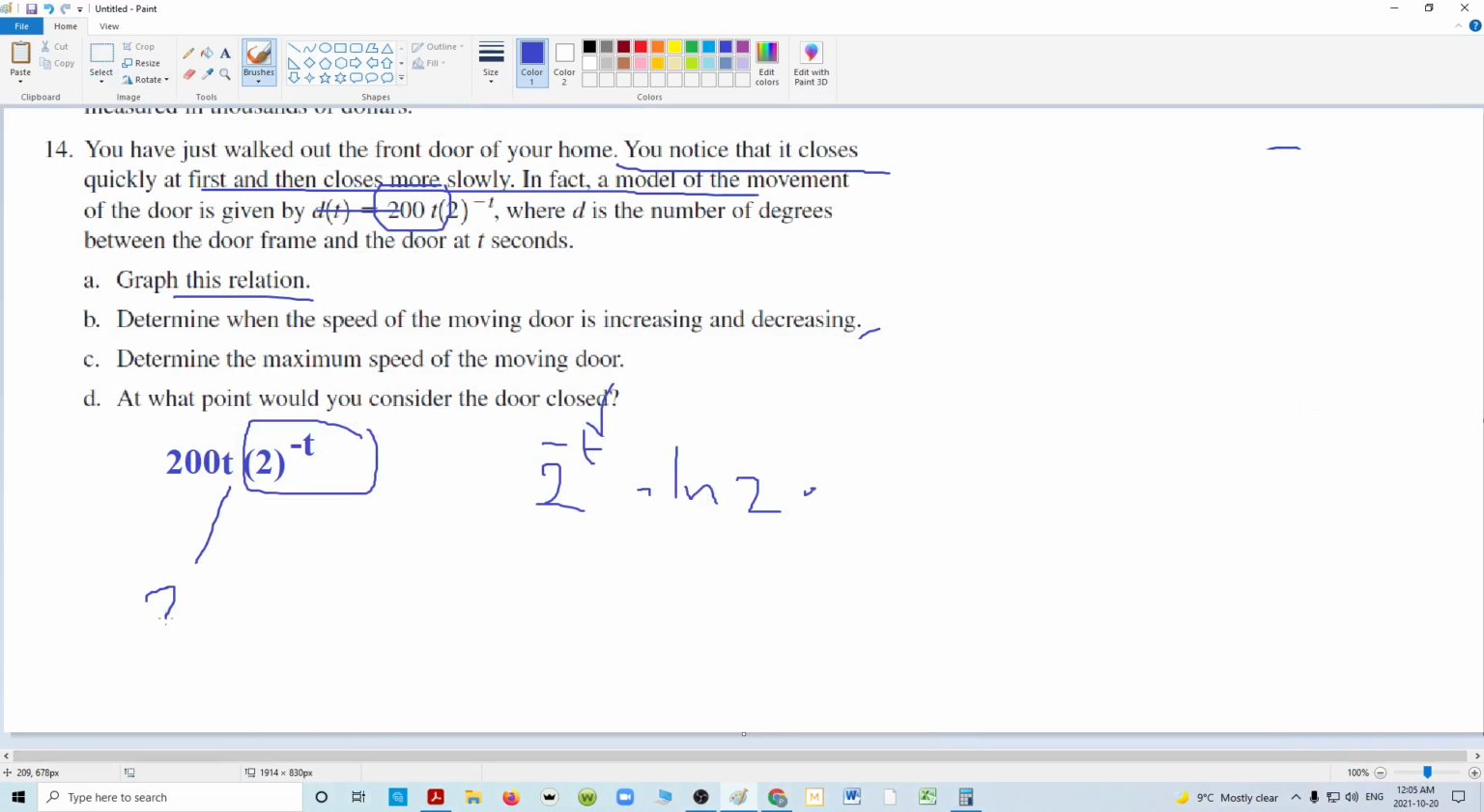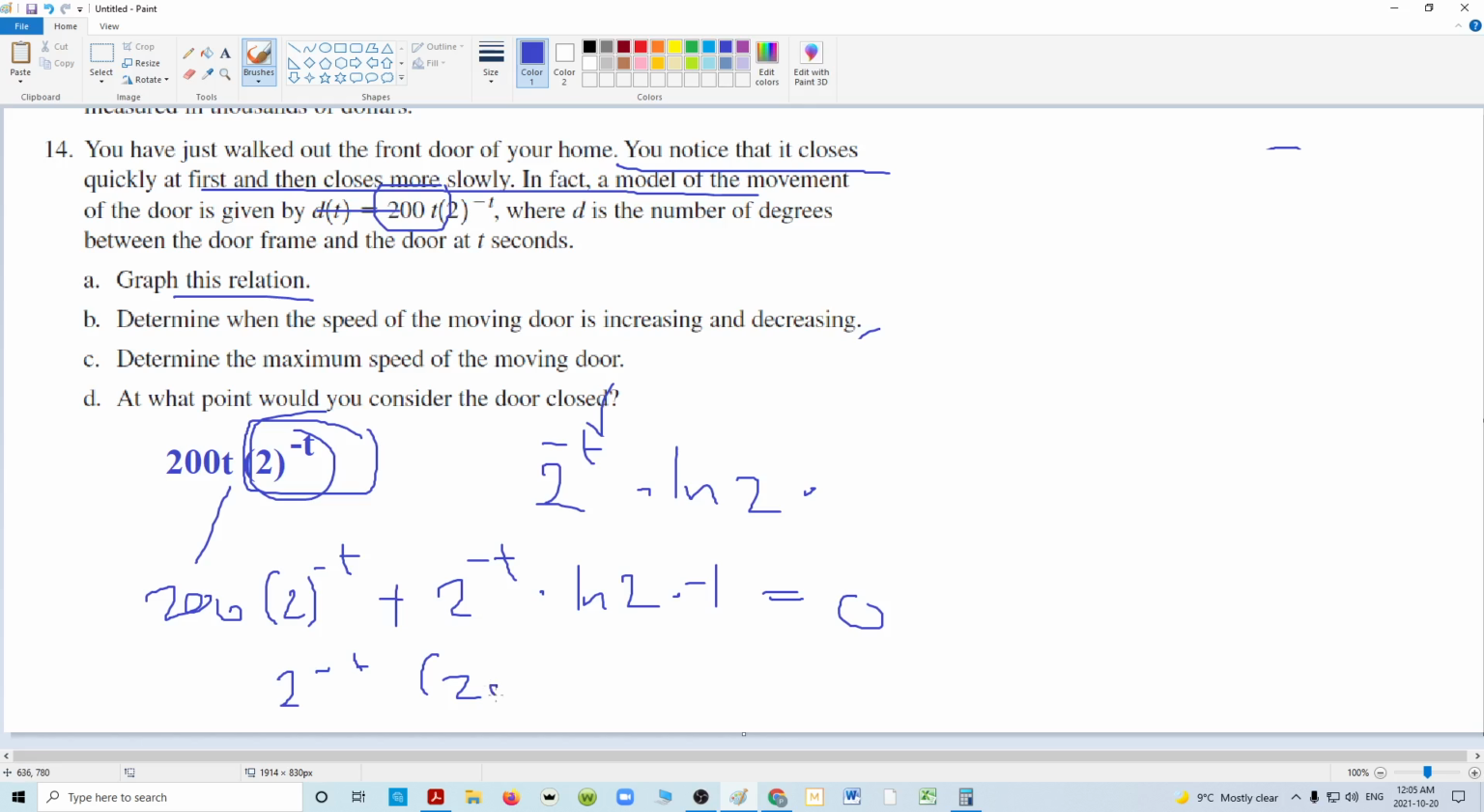Okay, the derivative of this one is 200 times that function plus the derivative of this function, which is the function times ln of 2 times -1. And then when I set that to 0, I see that I can take out 2 to the -t. You get 200 plus minus ln 2.